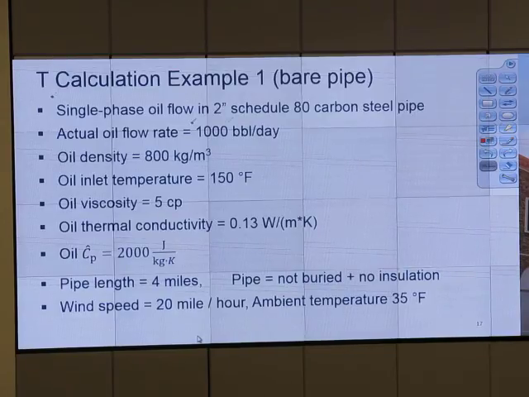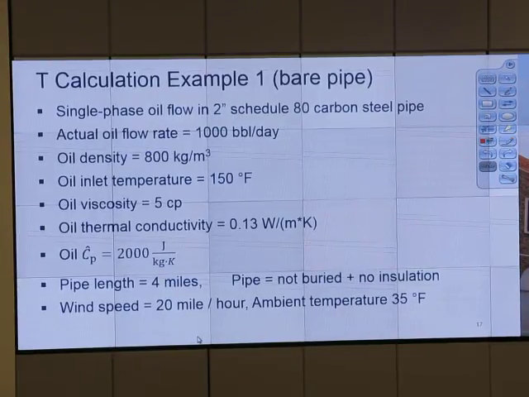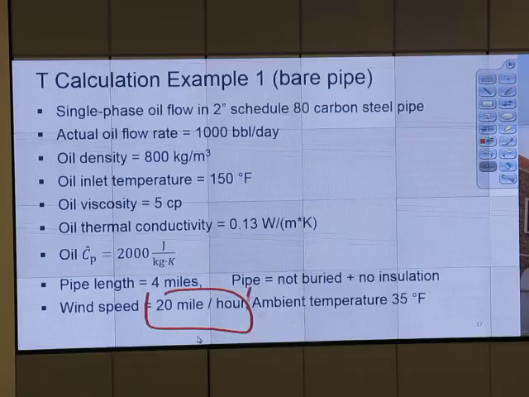So I have a 2-inch schedule 80 carbon steel pipe, flow rate 1,000 barrels per day, oil density 800, inlet temperature 150, oil viscosity 5 centipoise, thermal conductivity is 0.13. This is a typical value of crude oil thermal conductivity, and I use 2000. This is a typical value of crude oil heat capacity. Pipe length 4 miles. Pipe not buried, no insulation, just above ground. Okay. Wind speed 20 miles per hour. Ambient temperature 35 F.